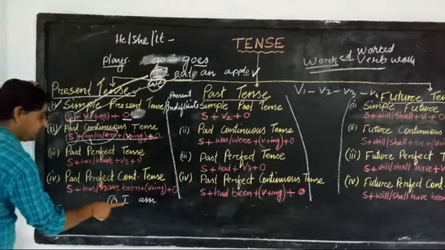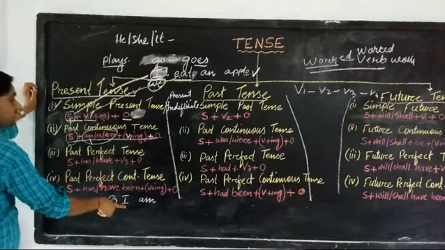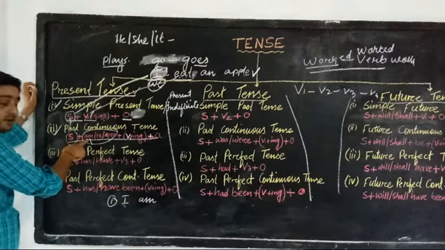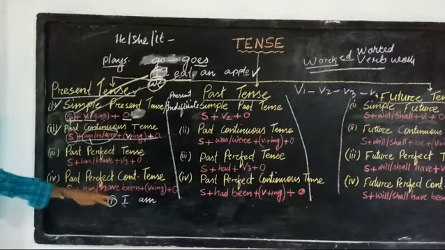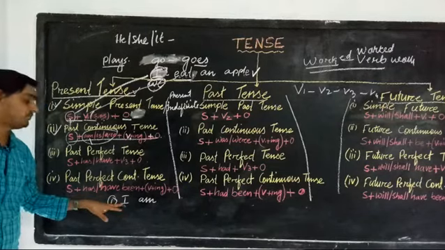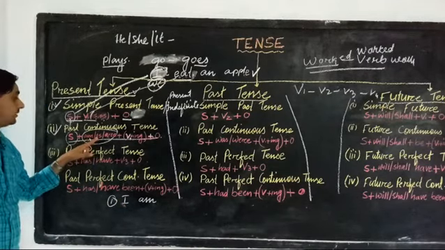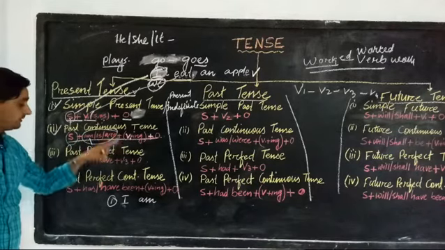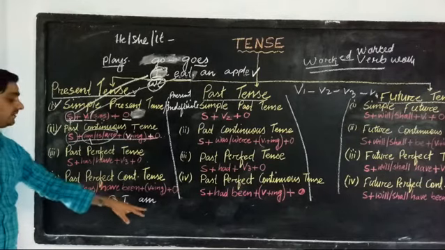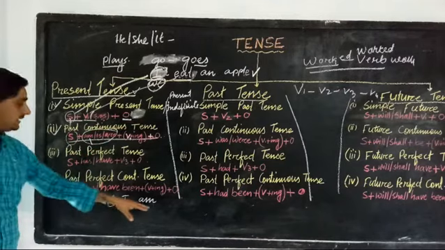If the subject is plural, then are. If the subject is singular, then is. If the subject is I, then we will use am. Clear? When the subject is singular, then we will use helping verb is. When the subject is plural, then we will use helping verb are. When the subject is I, then we will use am. So we have written I am.